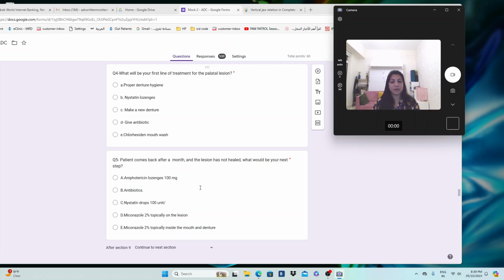Nystatin drops 100 units. I think it's 1 lakh units. The unit is wrong. If it was 1 lakh units, rinse the mouth and swallow it, even that would be the right answer. But it says 100 units. It is actually 1 lakh units. Antibiotics, no. Amphotericin lozenges 100 milligram, not wrong either, but I would choose my miconazole topical application over a systemic intake. Hence, I'm going to go with option E.